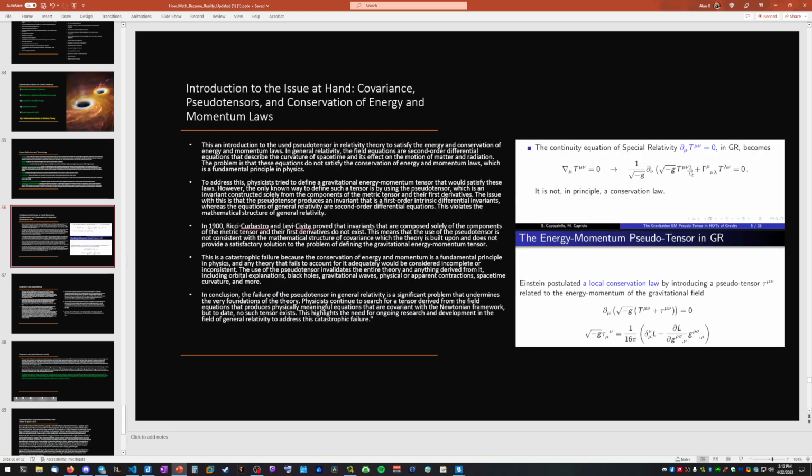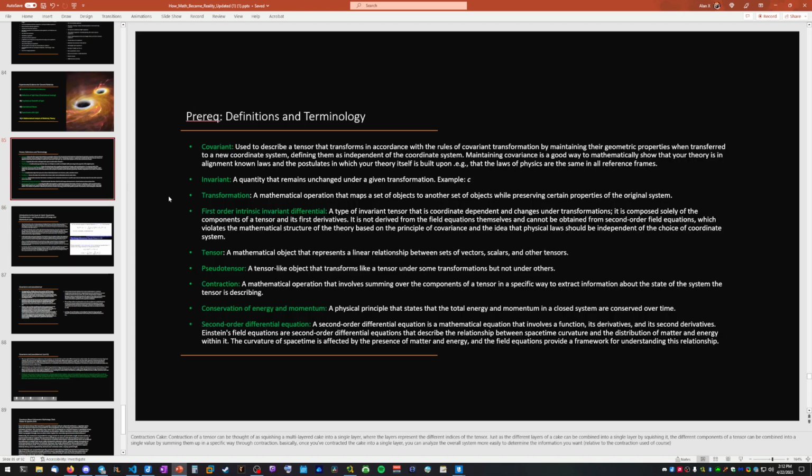Let's show a quick preview of what a tensor is. I really should have this slide on there as well. But this is the description. This is what a tensor looks like. And then we'll see what that means here in a second.